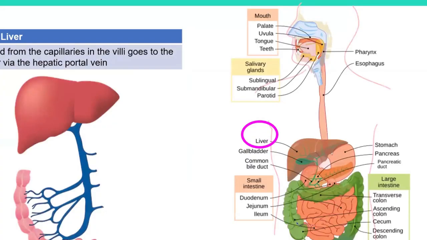So from the small intestine, this bit here, the really good blood supply that we were just looking at, which then leads to the liver, goes to the liver via this vein here, and it's called the hepatic portal vein. So the first place that anything we absorb goes to is the liver. Our liver actually gets really damaged from alcohol consumption or excessive alcohol consumption, as it's the place that blood goes to.